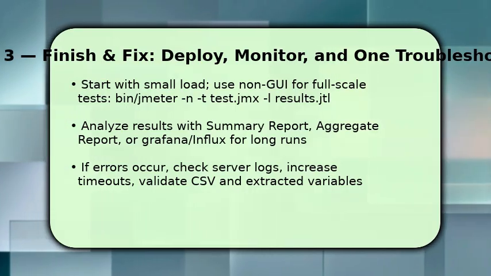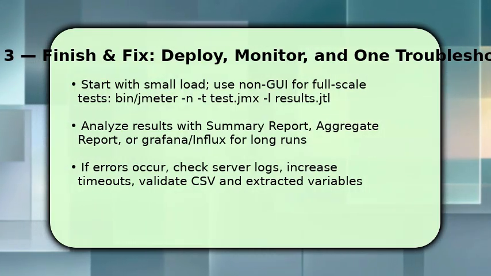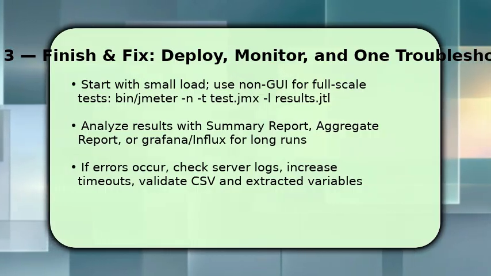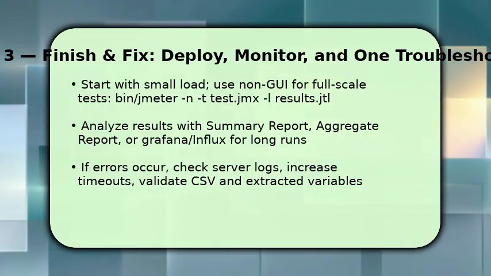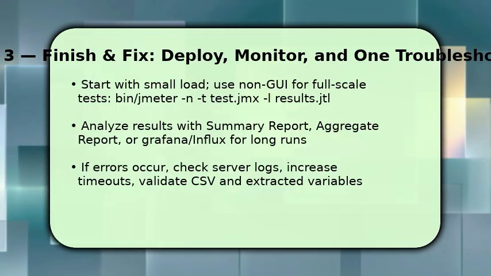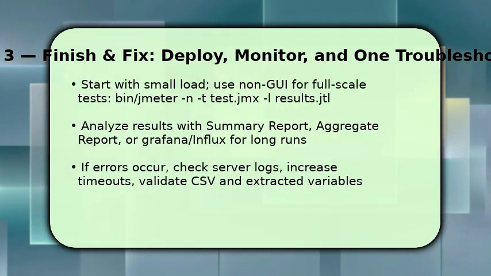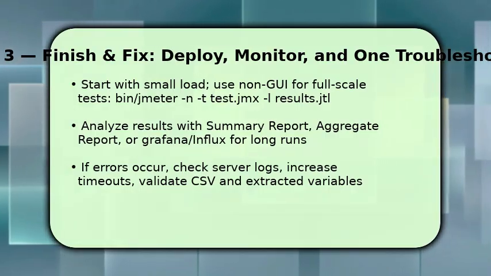If things go wrong, check JMeter error logs, server responses, and look for missing variables or timeouts. Increase socket and connect timeouts cautiously, and rerun the scaled test. This confirms fixes without wasting resources.